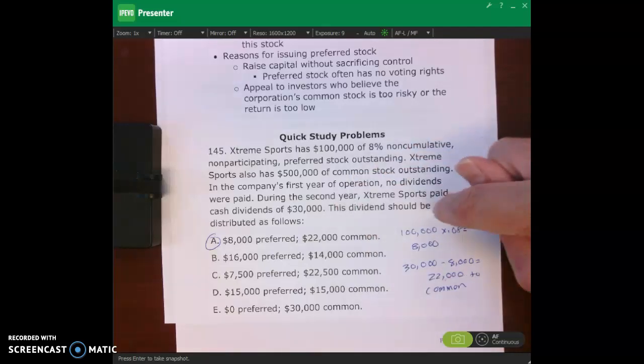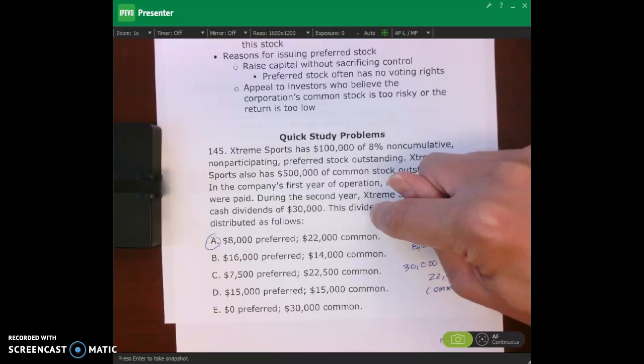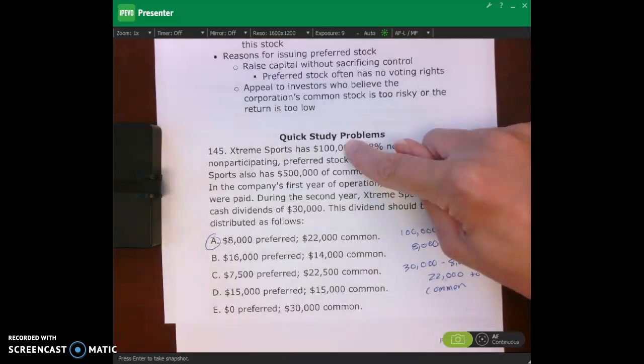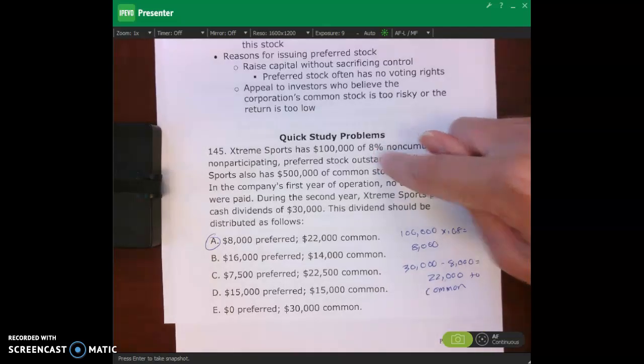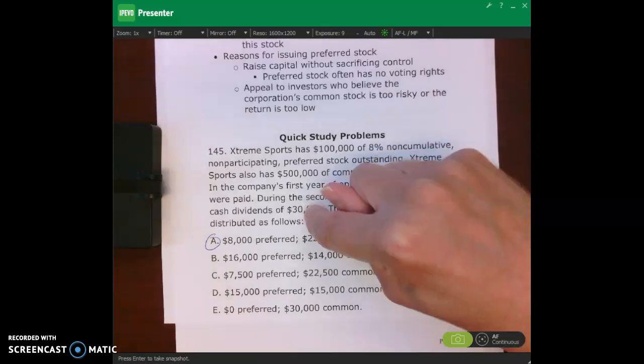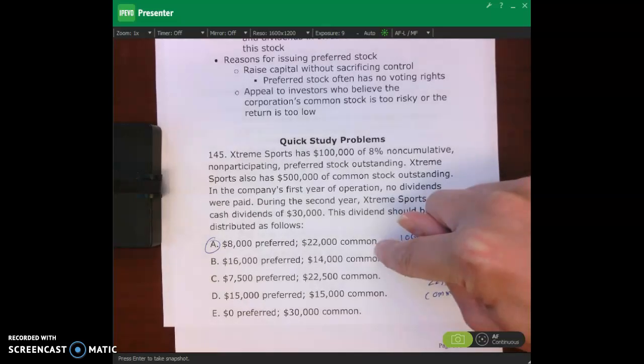Now the second year, Extreme Sports says we're going to pay 30,000. Who gets what? So we take our 100,000. This is the total par value. This is my stated dividend rate times my 0.08 gives me $8,000 that goes to preferred. Then I subtract that from the 30,000. That means $22,000 is left over. That goes to common. A is the right answer.